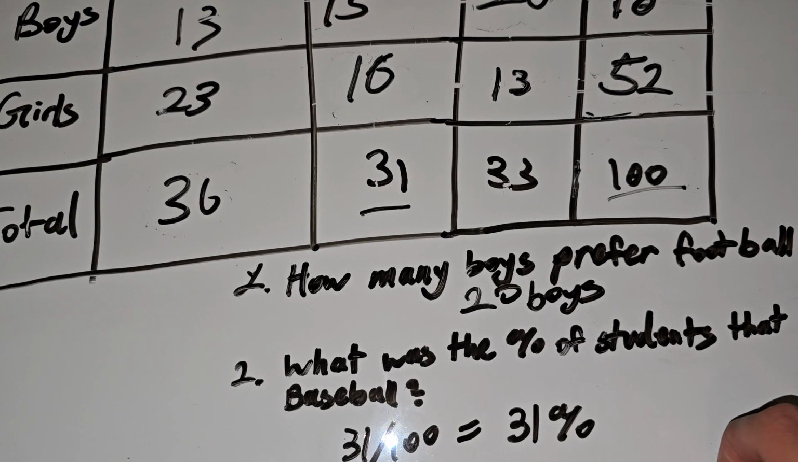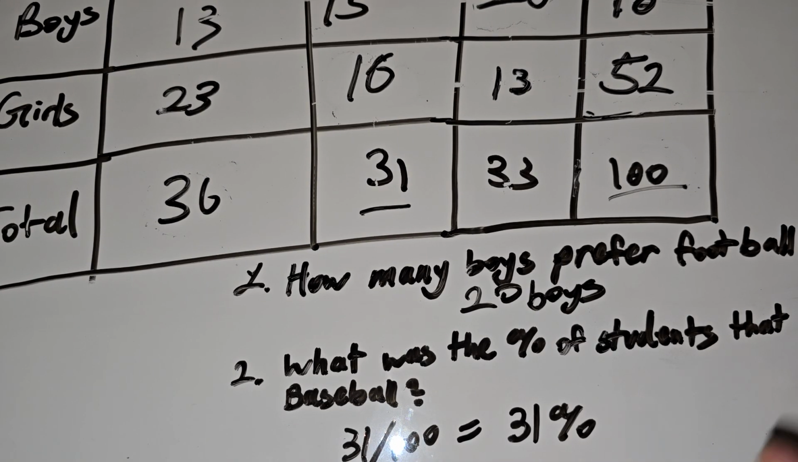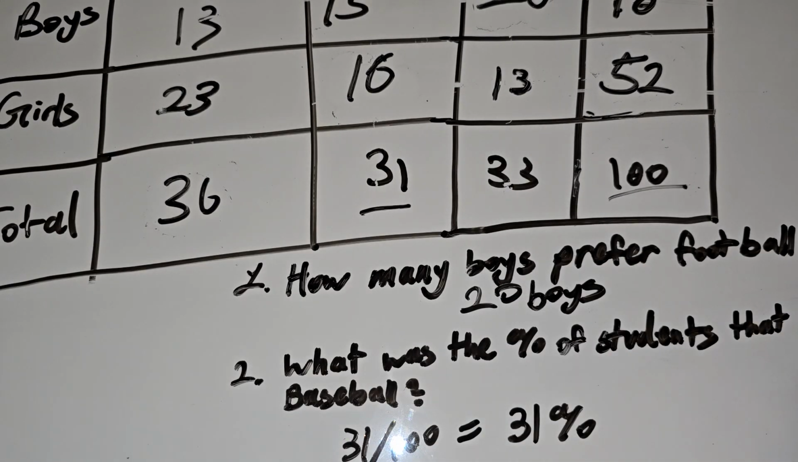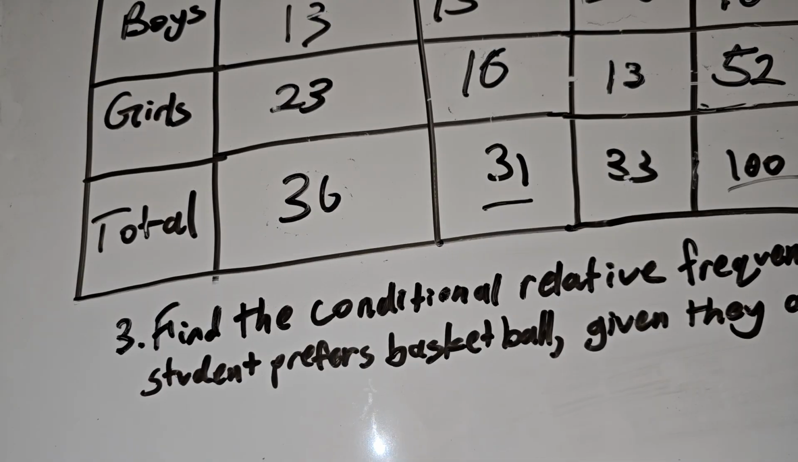Now, if you had a more complicated problem, for example, 31 out of 62 people who were surveyed, it would be the same thing. 31 divided by 62 would be 50% prefer baseball. But that's not our problem, so we won't do that one.